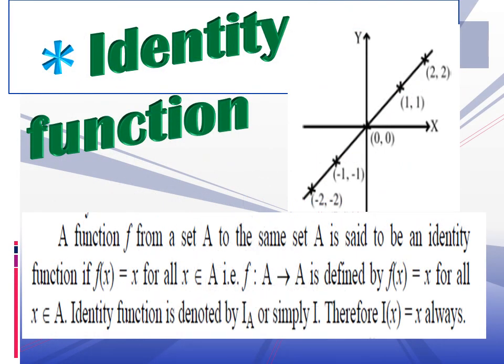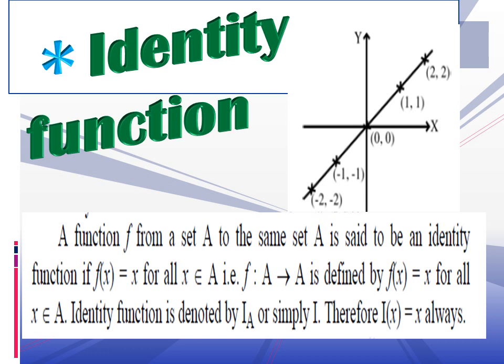What is an identity function? Look at the graph. The set A is mapped into the set A itself. The image of each element is itself only. The image of 0 is 0. The image of 1 is 1, and the image of 2 is 2. The image of minus 1 is minus 1. The image of minus 2 is also minus 2. That is, the number reflects itself, then it is called an identity function.